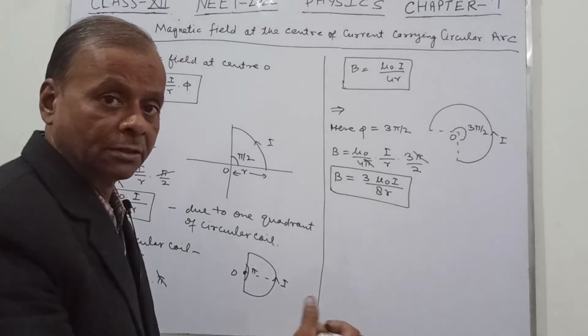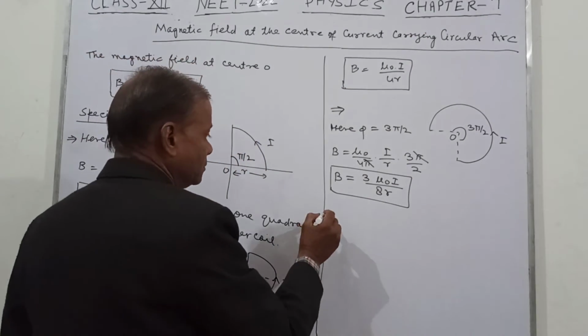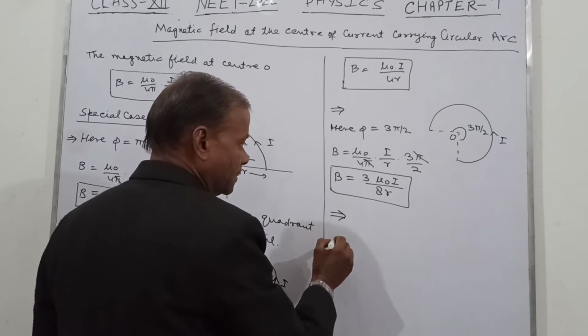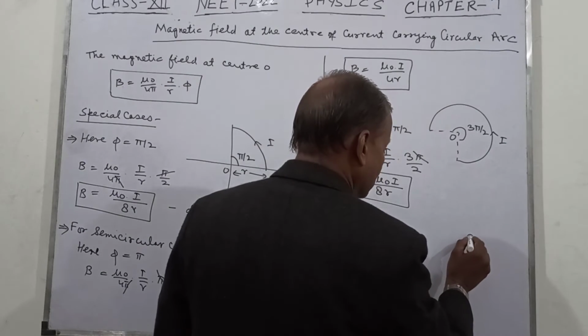If we take the complete circular coil, suppose we are taking the coil like this.